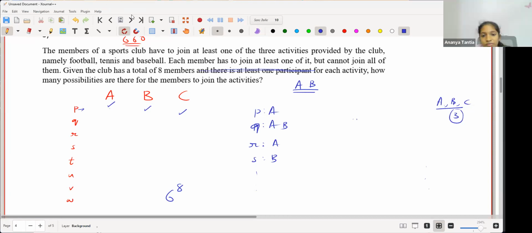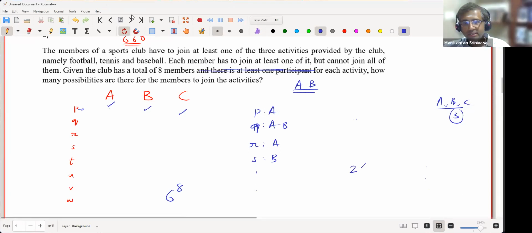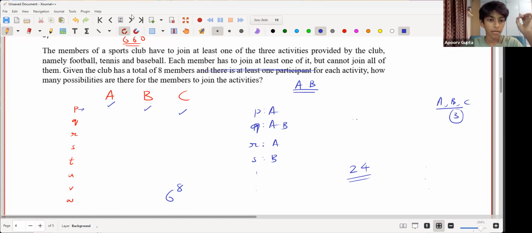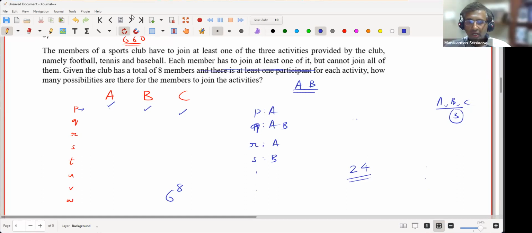Yeah, I think it'll be 24. Why 24, please? Because there are three options: a person can either register for A, or AB, or only B. Okay, so you're saying each person has 3 options: only A, only B, or AB. Therefore you're saying 3. Then why is it 3 into 8? It's 3 power 8. Is that what you mean?